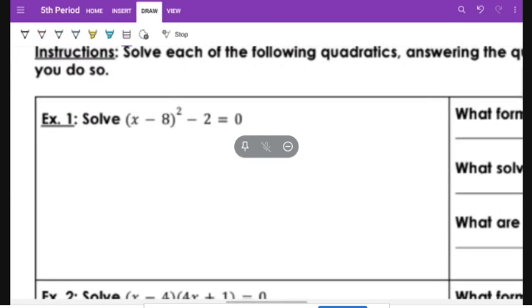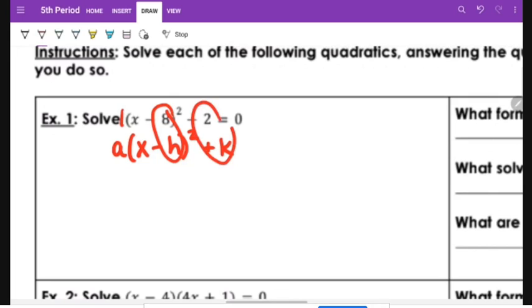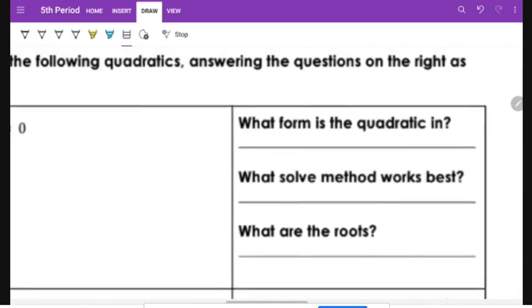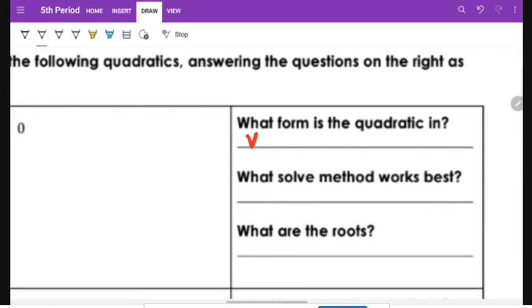Oh, I just realized we might not have been able to see the whole screen there. Which form does this most closely resemble? Ben? That's correct. This is vertex form. Vertex form usually is a(x minus h) squared plus k. So in this example, our a happens to be just a 1. There's no number in the front, so we could put a 1 there. Our h is 8, our k is negative 2. So you can almost see how the various pieces line up. So on the blank to the right, we're going to write vertex form.